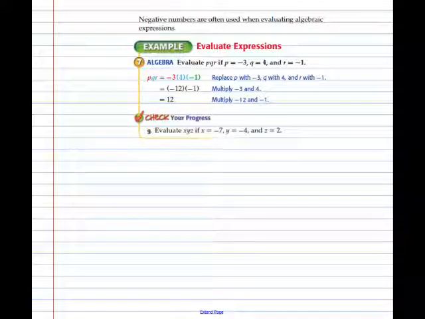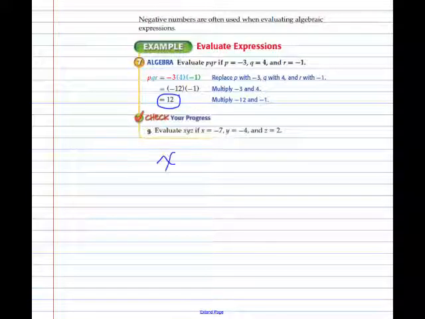Negative numbers are often used when evaluating algebraic expressions. In this case, P is negative 3, Q is 4, R is negative 1. So the product for P times Q times R is negative 3 times 4 times negative 1. Negative 3 times 4 is negative 12 times negative 1. Negative times a negative is a positive. Our result then is positive 12.